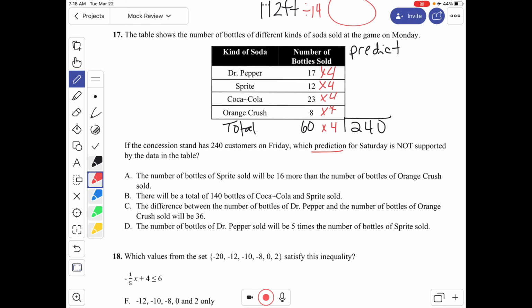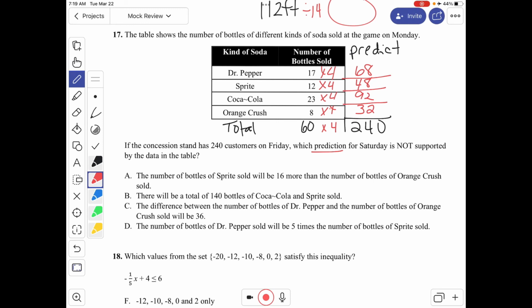8 times 4 is 32. 23 times 4 would be 92. 12 times 4, 48. And 17 times 4 is 68. Now I can read my answer choices.